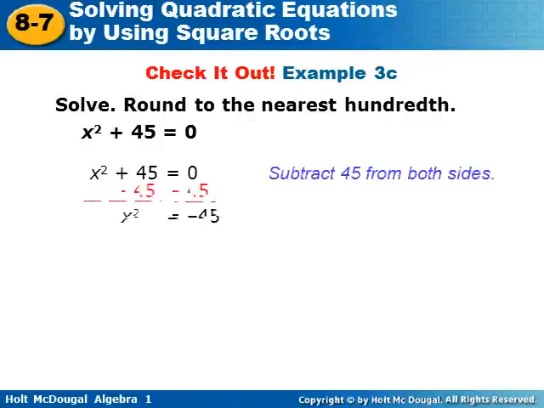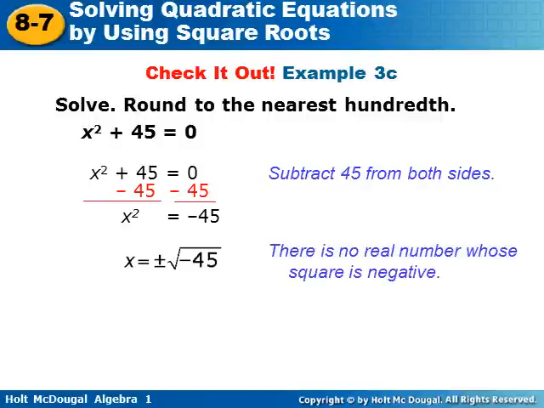So you're going to subtract 45 from both sides, and you get x squared equals -45. So we take the square root of both sides and we get x equals plus or minus the square root of negative 45, and there are no real numbers whose square is negative, so there is no real solution.